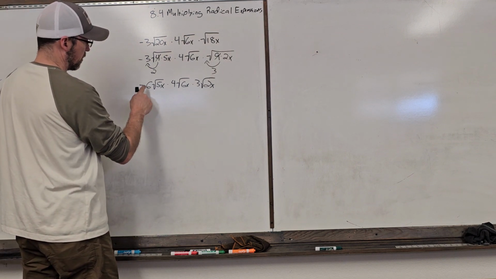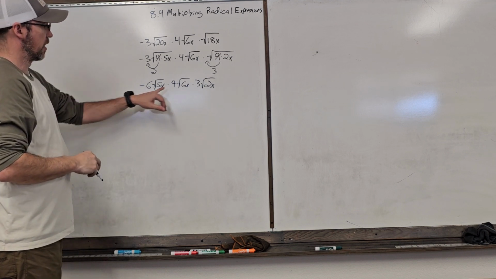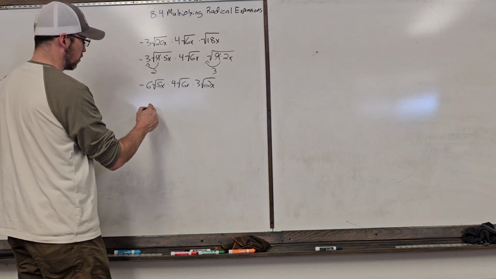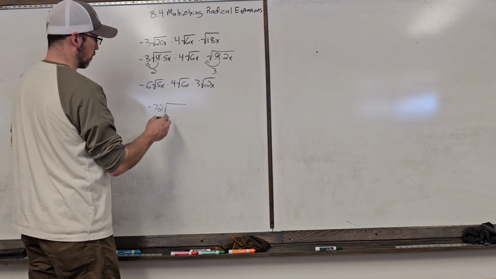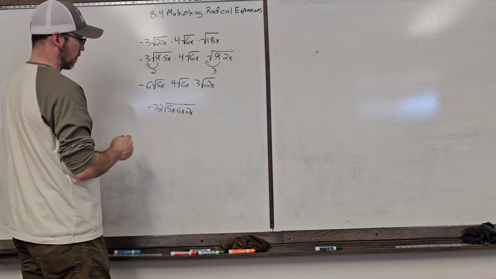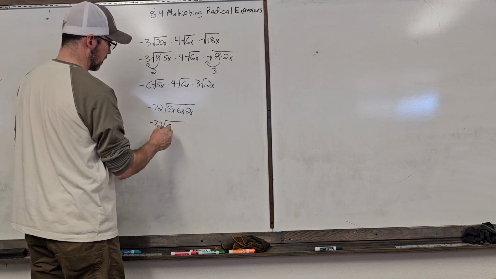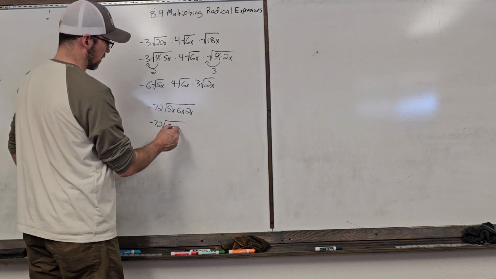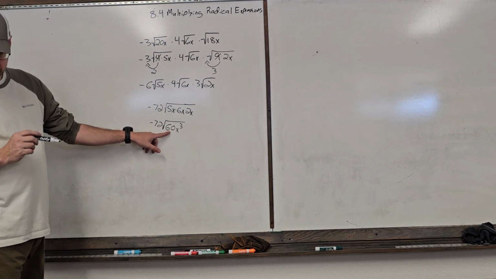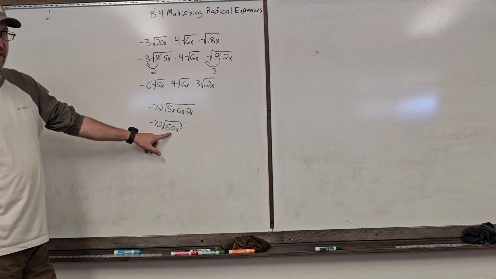Now I can combine negative 6 times 4 times 3. So negative 6 times 4 is negative 24, times 3 is negative 72, times the square root of 5x times 6x times 2x. That's going to be negative 72 square roots of 5 times 6 is 30, times 2 is 60. x times x times x is x cubed. Now, one factor of 60 is a perfect square itself. I know it's 4 times 15.